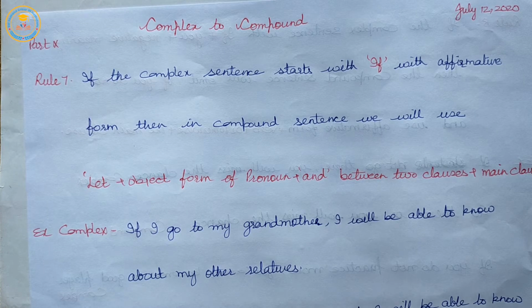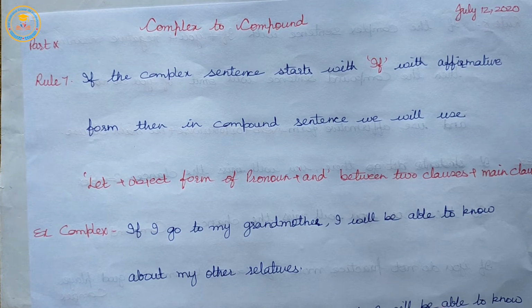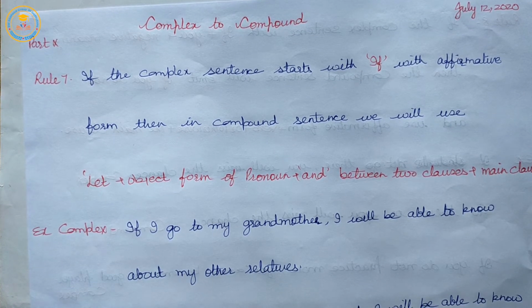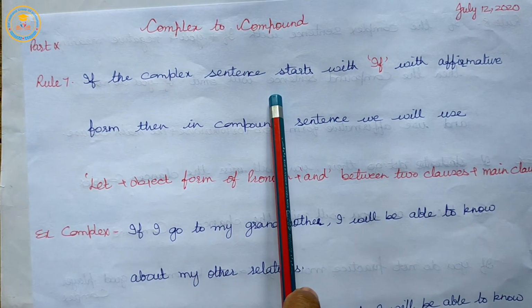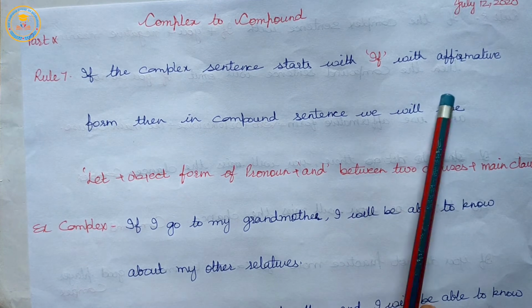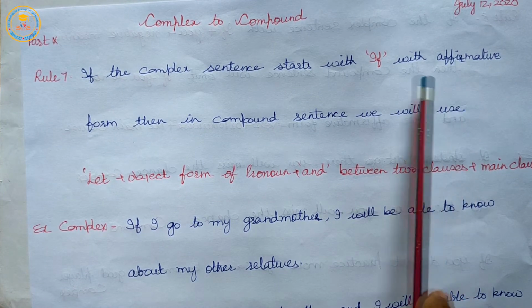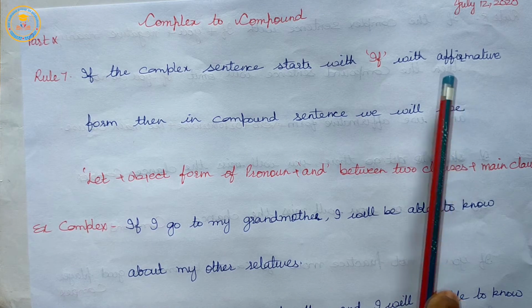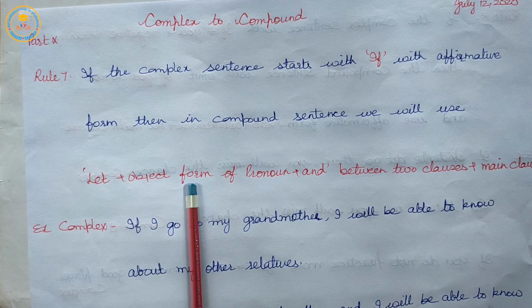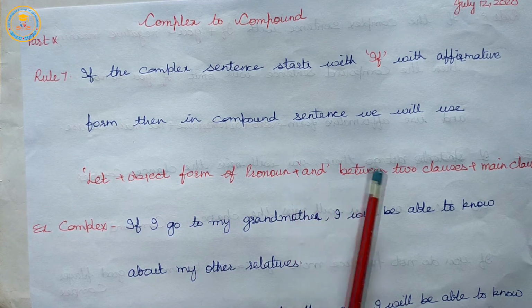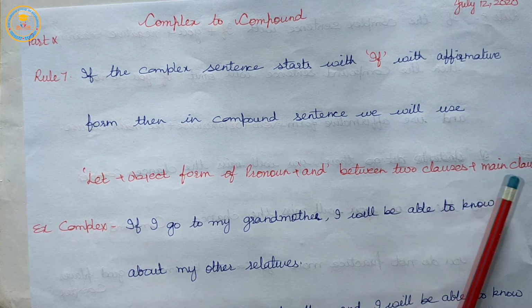So let us step ahead with the 7th rule, and that is if the complex sentence starts with if with affirmative. In the 6th rule we read that the sentence starts with if having negative, but here the sentence has if plus affirmative form, then in the compound sentence we will use let plus object form of pronoun plus and between the two clauses plus main clause.